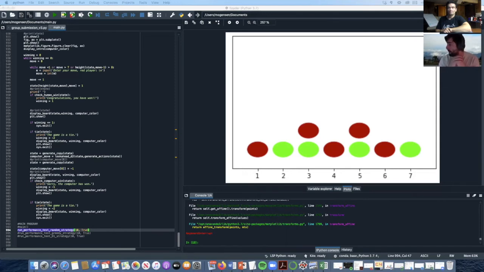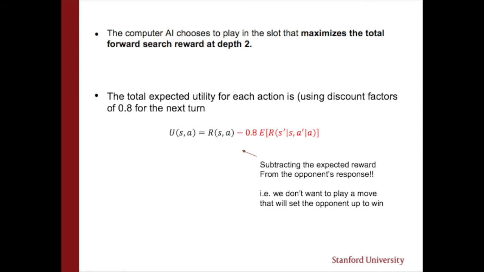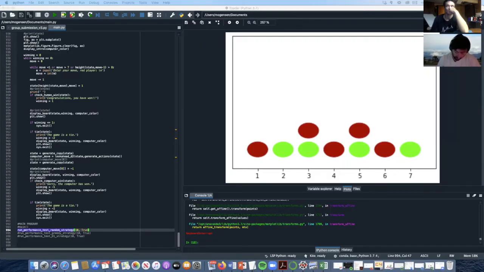Finally, for our look ahead function with depth 2, the total expected utility for each action is equal to the reward for that state and action minus some discounted expected reward for what the human will play in the next turn. Now, we'd like to point you to several weaknesses of our approach. One of them being that we chose to use an online approximation strategy versus an offline exact strategy due to the size of the state space. And 2, we could have implemented a larger depth in the look ahead, where we would consider not only our move and the opponent's response, but our follow-on move and the opponent's follow-on response, and so on.